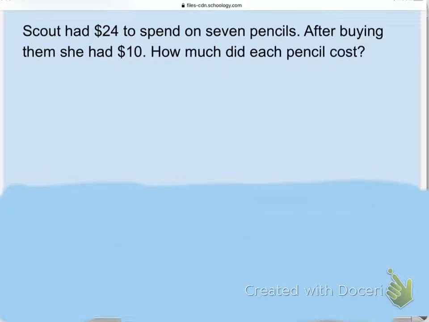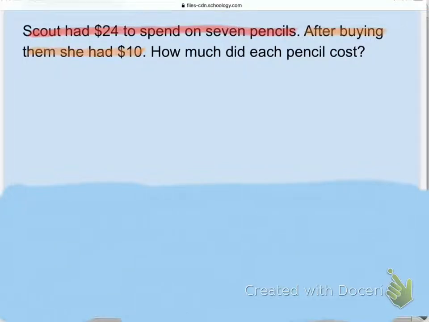Here's one that a lot of you guys had a little bit of difficulty with. Scout had $24 to spend on 7 pencils. After buying them, she had $10. How much did each pencil cost? So I'm going to highlight up until the punctuation. Period.